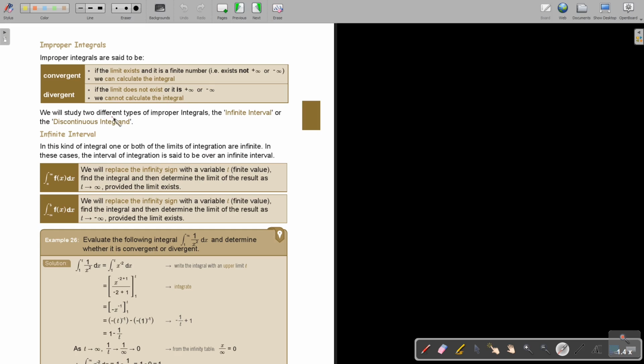We will study 2 different types of improper integrals: the infinite interval or the discontinuous integrand. Okay, but let's first look at the infinite interval. Now, if you look at this kind of integral, one or both of the limits of integration are infinite. In these cases, the interval of integration is said to be over an infinite interval. Okay, do you see? They're both. I want to make it a little bit bigger.